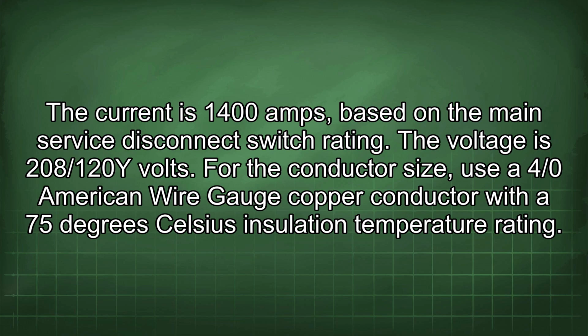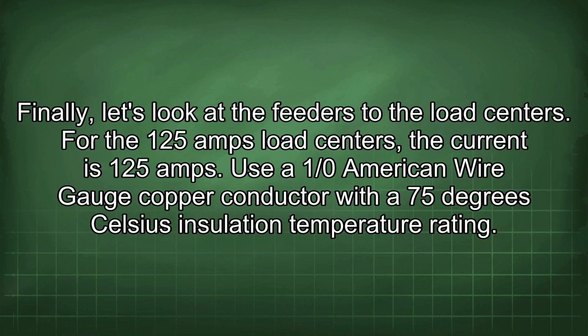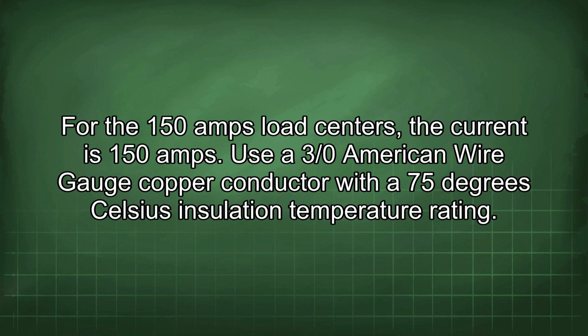The voltage is 208/120 Y volts. For the conductor size, use a 4/0 American wire gauge copper conductor with a 75 degrees Celsius insulation temperature rating. Finally, let's look at the feeders to the load centers. For the 125 amps load centers, the current is 125 amps. Use a 1/0 American wire gauge copper conductor with a 75 degrees Celsius insulation temperature rating. For the 150 amps load centers, the current is 150 amps. Use a 3/0 American wire gauge copper conductor with a 75 degrees Celsius insulation temperature rating.